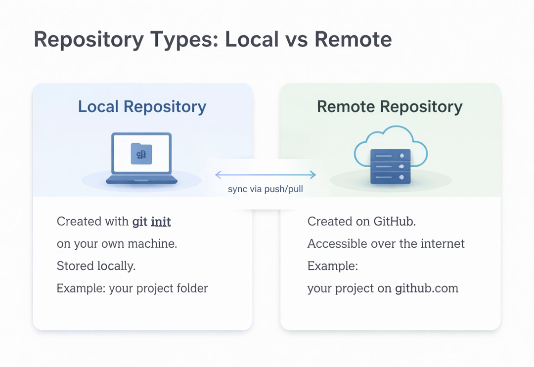A repository, or repo, is essentially a folder that Git tracks, but there are two kinds you need to understand. The first is a local repository. This is the one you create on your own computer using git init. It lives on your machine and only you can see it directly. The second is a remote repository. This is the same idea, a tracked folder, but it lives on GitHub, on a server that's accessible over the internet. When you create a project on GitHub, that's your remote repo. Both are repositories. Both store your code and history. The only difference is where they live.